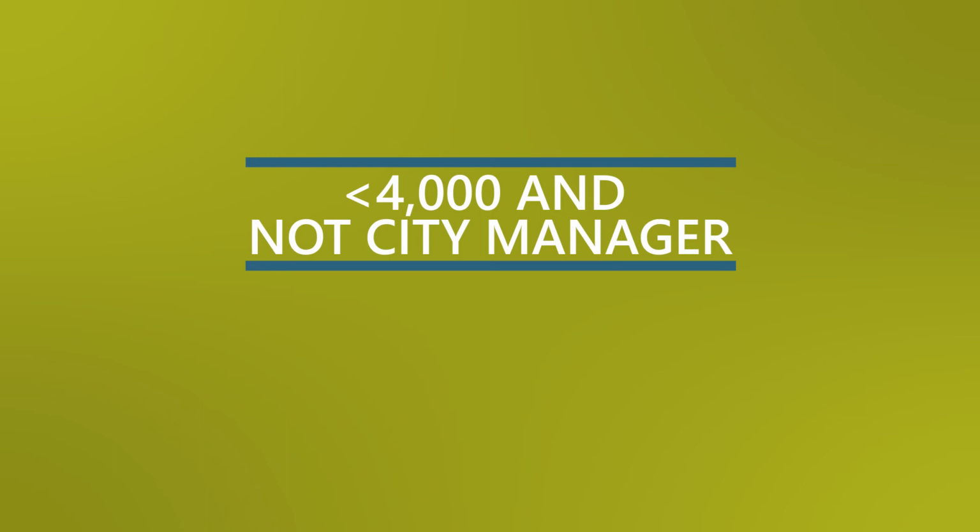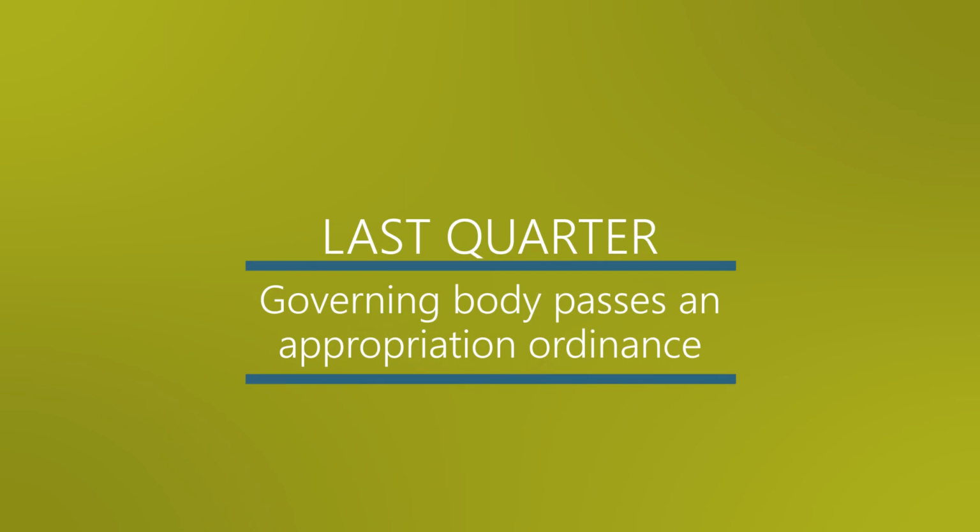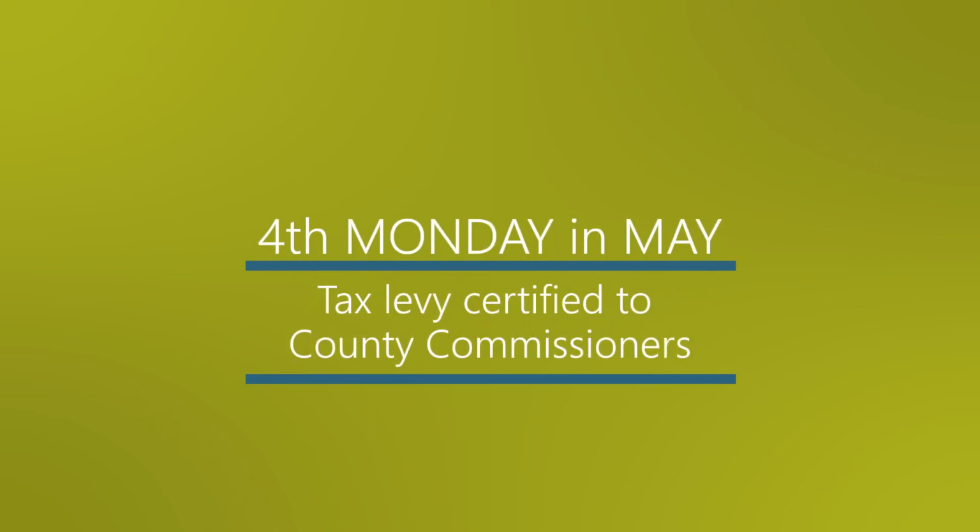For towns under 4,000 in population not operating under the city manager form of government: last quarter of the fiscal year, governing body passes an appropriation ordinance. By the 4th Monday in May, tax levy certified to county commissioners. Here's a helpful checklist for budget creation.